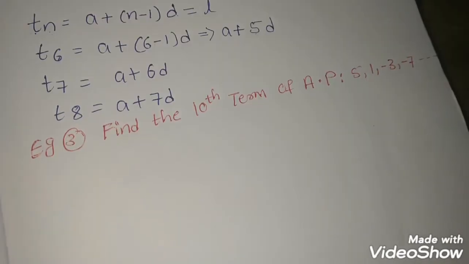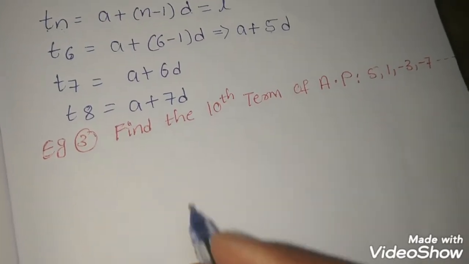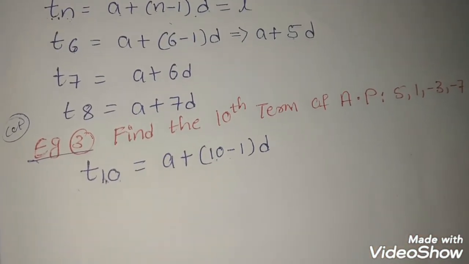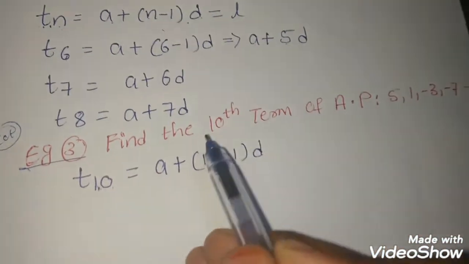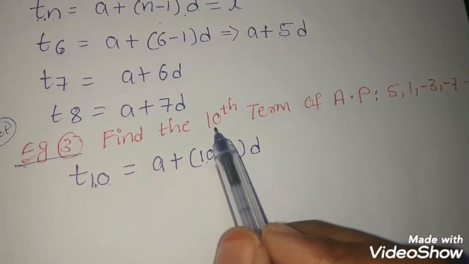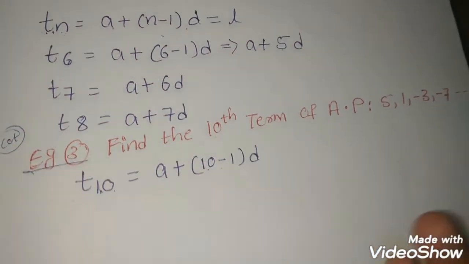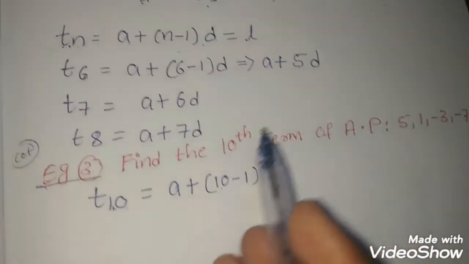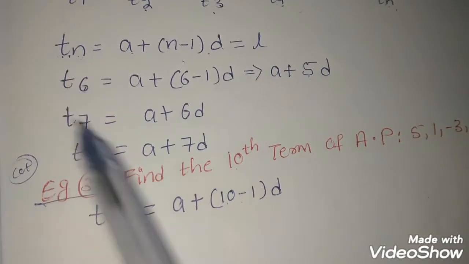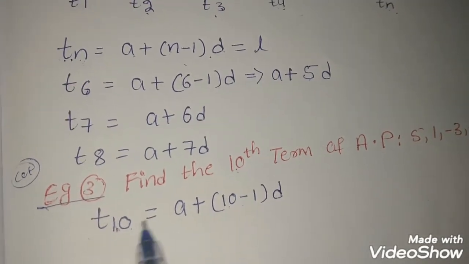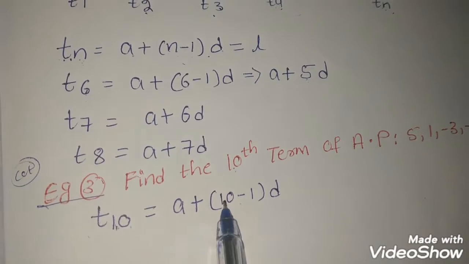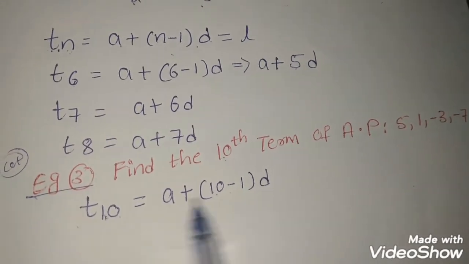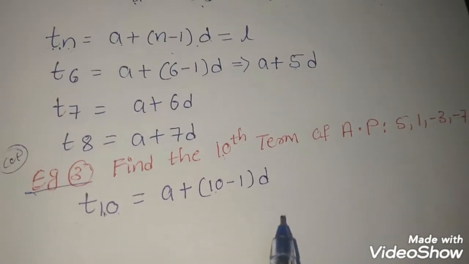Let's take some examples. See here, example 3, what do they give? Find the 10th term of the arithmetic progression 5, 1, minus 3, minus 7. So they are asking to find the 10th term of the arithmetic progression. What is the nth term of an arithmetic progression? A plus n minus 1 into d. Then in the place of n you have to keep 10. So T10 is equal to A plus, in the place of n, 10, 10 minus 1 into d. You need to find this.